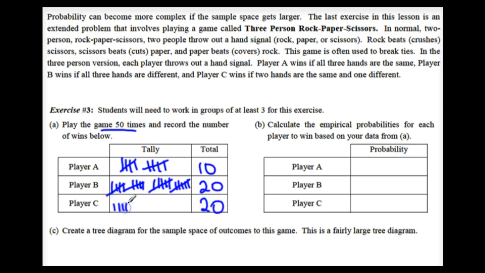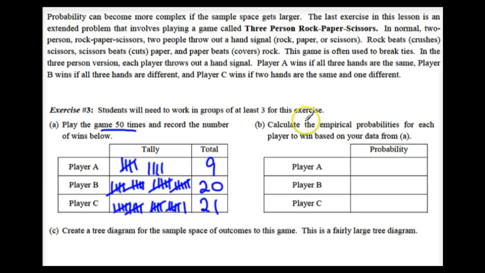Actually, let's make player A's wins 9, and let player C have 21. So let's say you and 2 partners were playing, and these were the outcomes. This is how you would tally this, which we all know how to do.